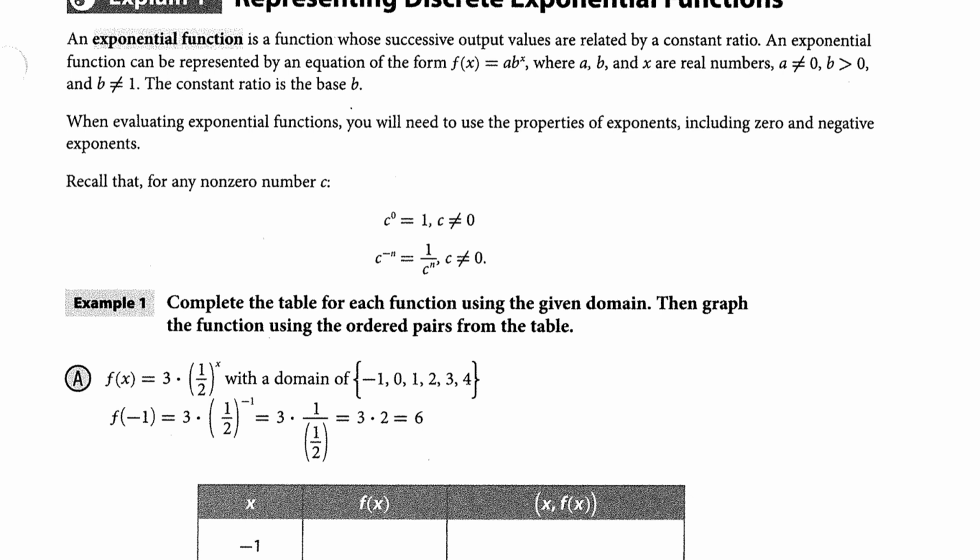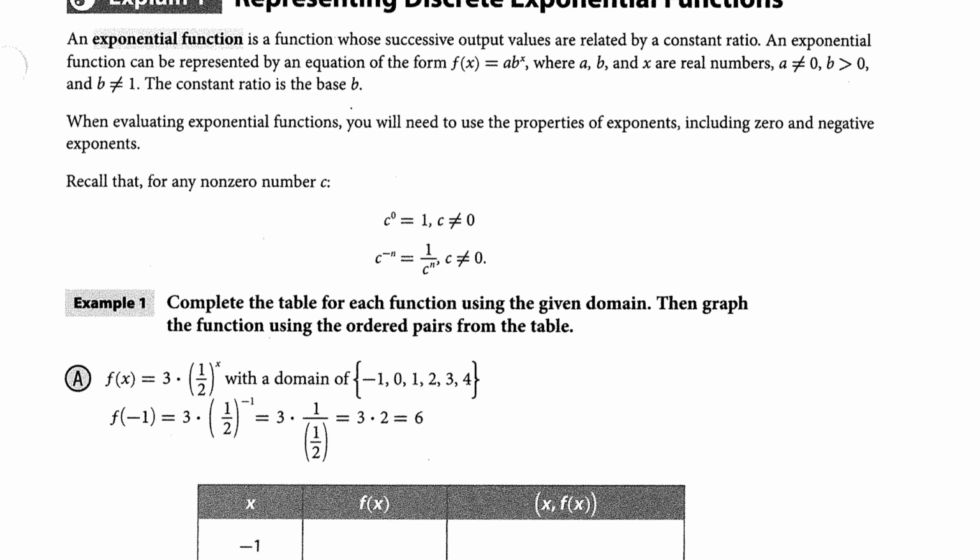An exponential function is a function whose successive outputs, meaning the ones that follow, are related by a constant ratio. An exponential function can be represented by an equation in the form f of x equals a b to the power of x, where a, b, and x are all real numbers. A can't be 0, otherwise you would just have a straight line at 0. And b has to be greater than 0. You don't want any negatives. And you don't want b to equal 1. The constant ratio is the base b.